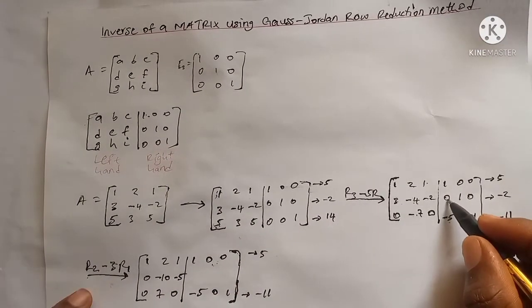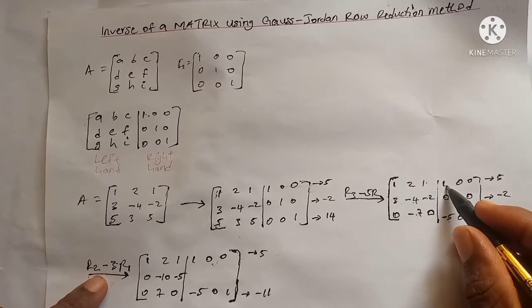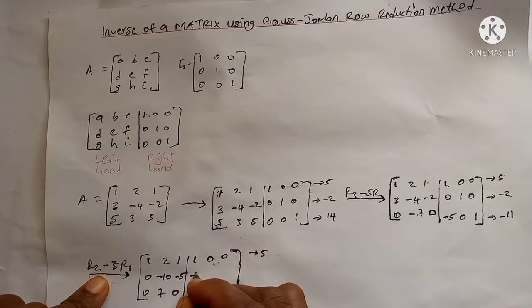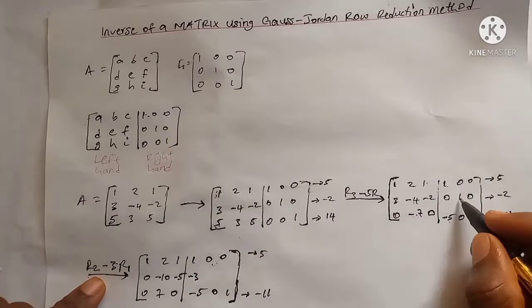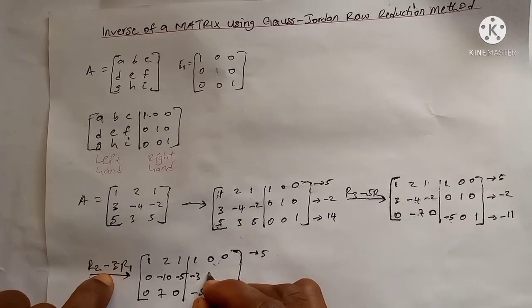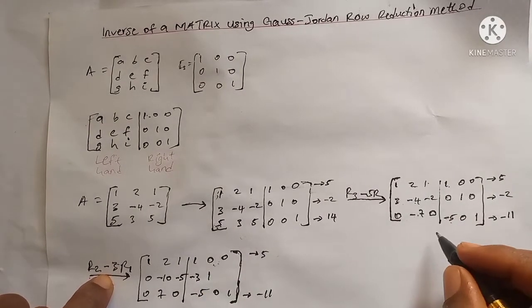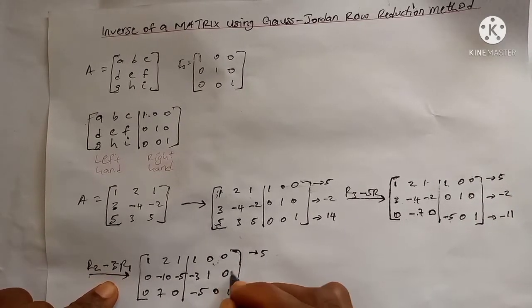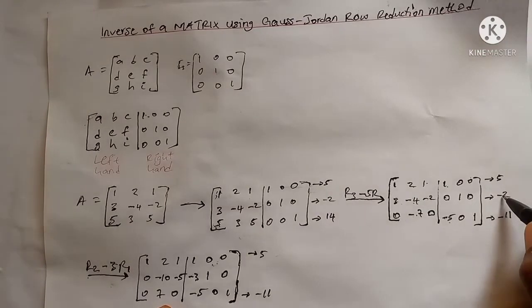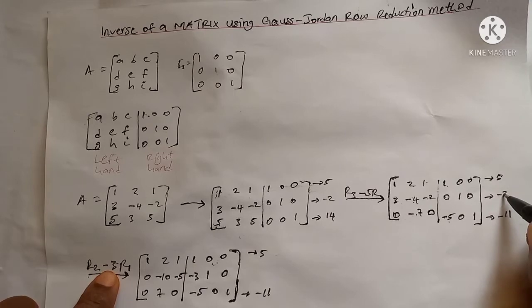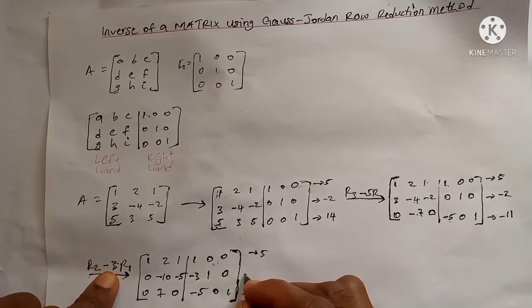Now let's do the same thing here. 0 minus 3 times 1 is the same as 0 minus 3, which will give us minus 3 here. Now 1 minus 3 times 0 is the same as 1. And then 0 minus 3 times 0 is the same as 0. Now this is minus 2 minus 3 times 5, which is the same as minus 2 minus 15, which will give us minus 17.